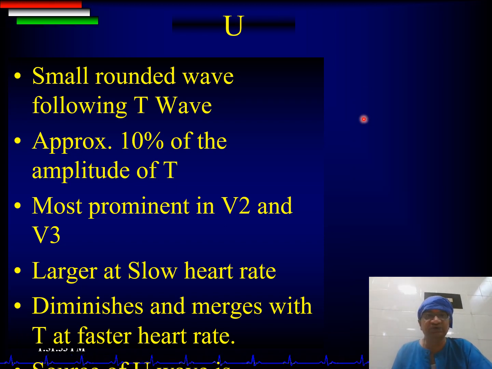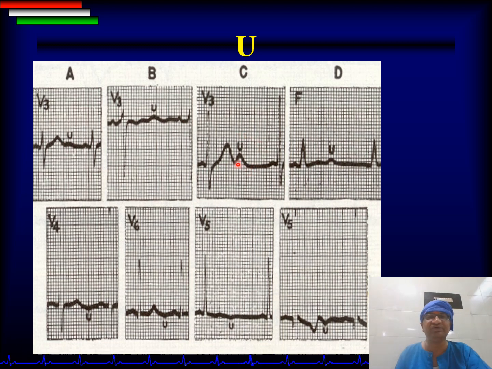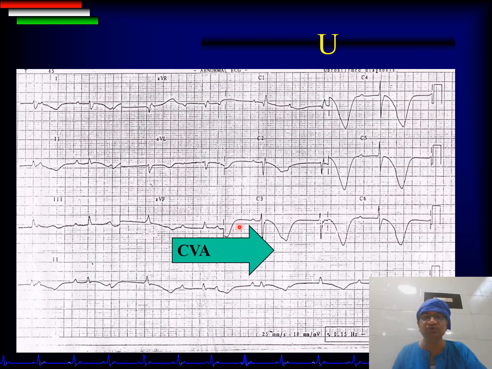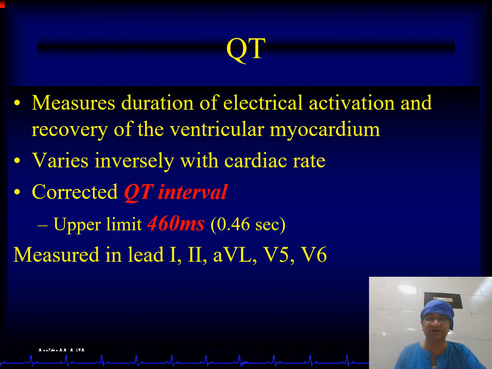Now what is the U wave? Small, rounded, following the T wave, approximately 10% of the amplitude, maybe in V2, V3. It is larger at slow heart rate and diminishes and merges with the T at faster heart rates. Now you can see this is a U wave with less height, only seen in V2, V3 predominantly. If the U wave is more than the T wave, think hypokalemia. If the U wave is inverted, think coronary artery disease. If the U wave and T wave are merged and inverted like this, think of stroke. Now this is the classical U wave and T wave merged and inverted.